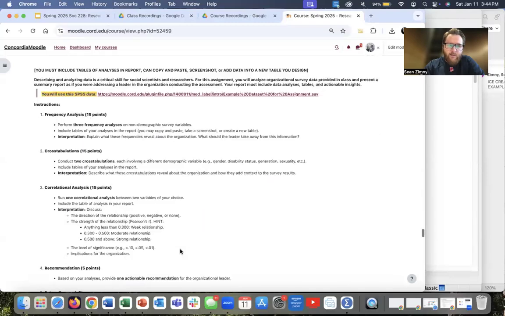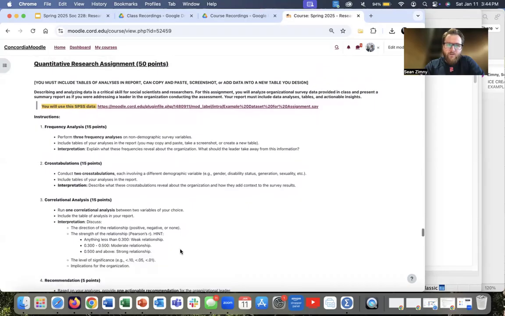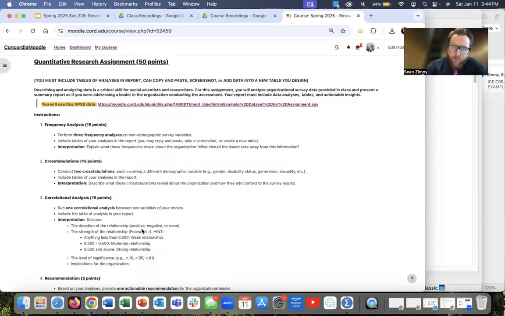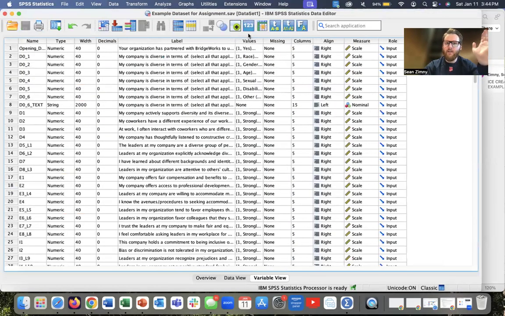I wanted to walk through each of the analyses that you're going to need to do. At the bottom of our Moodle page is the quantitative research assignment. I'm going to run through steps 1 through 3 for you. We're going to need to run 3 frequency analyses, 2 crosstabs and 1 correlation. Let's run through each of those so you can see step-by-step directions. Start with frequency. Here's the data set that you need to use.